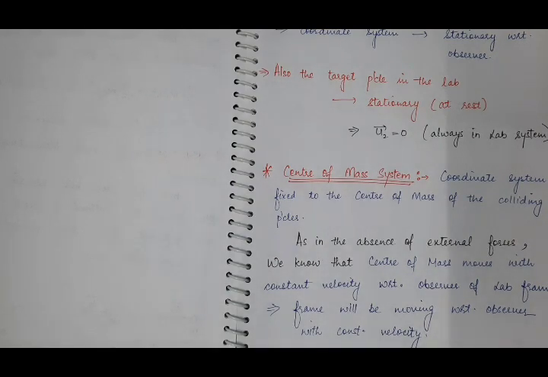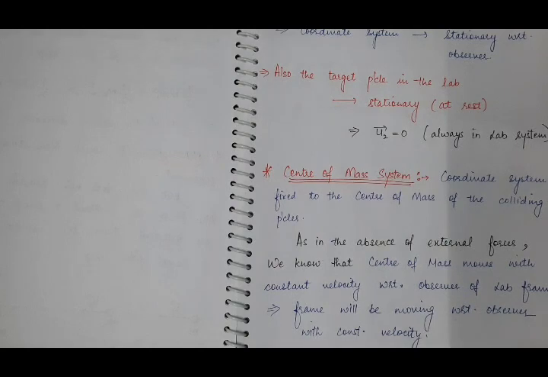And we have studied in the properties of the center of mass that in the absence of external forces, we have also proved that the center of mass moves with constant velocity. And here, one coordinate system is fixed with the center of mass. So if the center of mass moves with constant velocity with respect to the observer, which is in the lab system, therefore the coordinate system, which is the center of mass coordinate system, will also move with constant velocity with respect to the observer, which is in the lab frame.